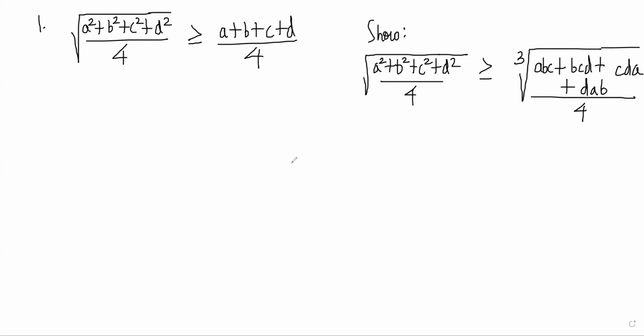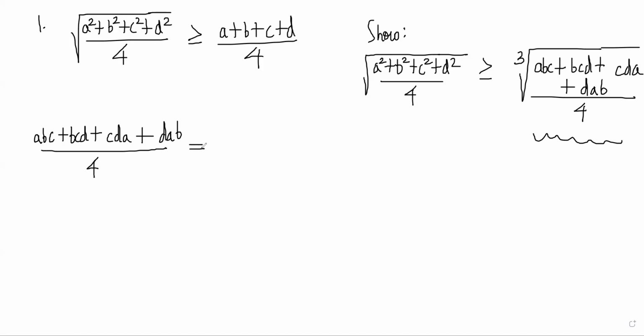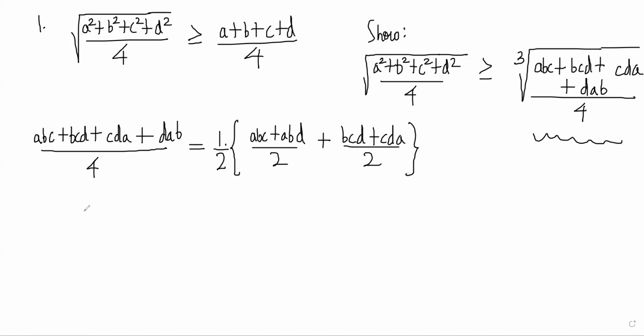So what I will do now is work on this RHS part here. And let's think about it. abc plus bcd plus cda plus dab by 4. That is the same thing as, if I group the terms together and take half outside, I get abc plus abd by 2 plus bcd plus cda by 2. That is the same thing.